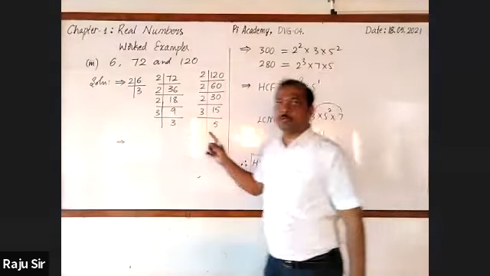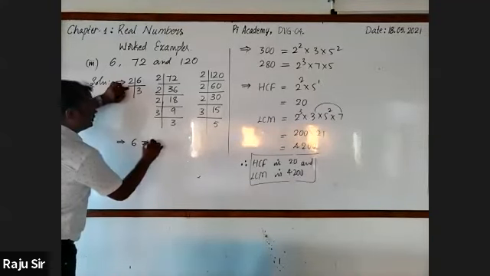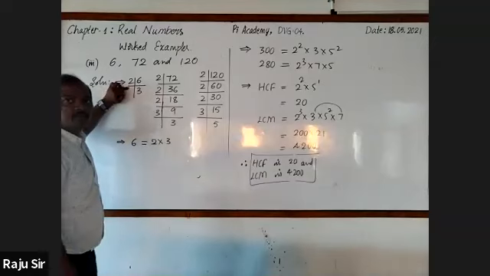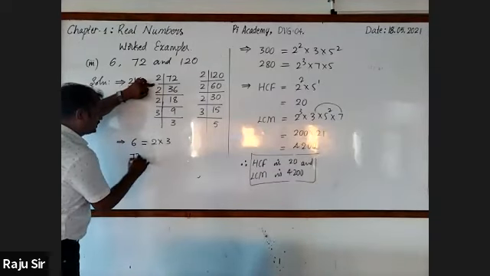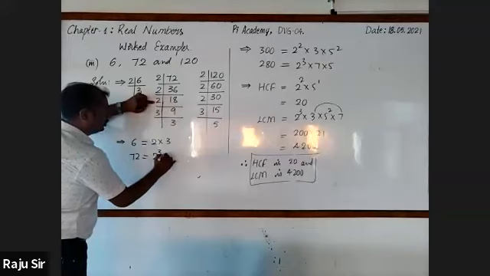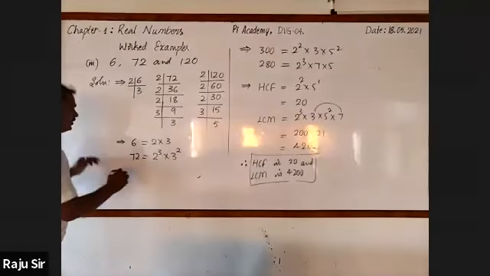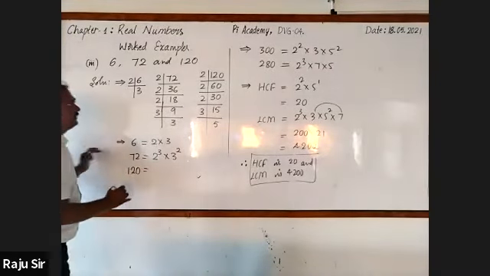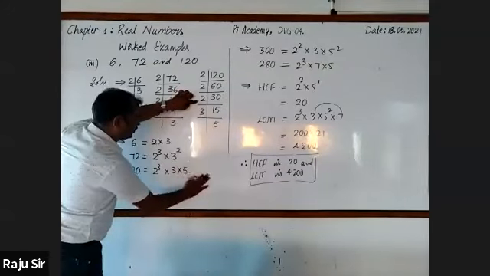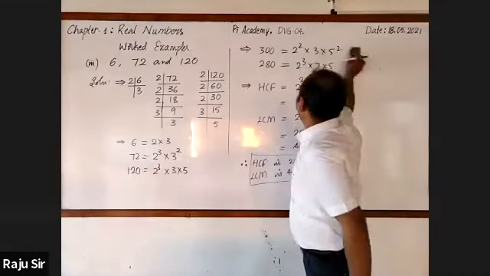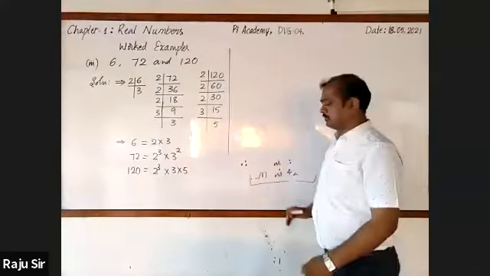Now let me write the prime factorization of each term. Here 6 can be written as 2 into 3. Next 72 can be written as 2 cube into 3 square. Then 120 is 2 cube into 3 into 5. Sir, HCF is 6 and LCM is 360. Yes, very good. 360, you are right.